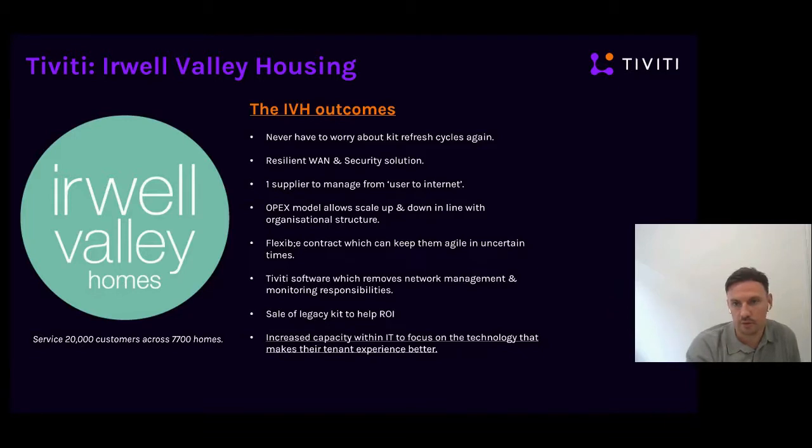And again, just to reinforce the key outcome of all of this, and hence the key theme of today's webinar: by removing the day-to-day arduous network management tasks, they now feel that within the IT function they have increased capacity to focus on the things that matter most to them and their tenants, knowing that the network is in safe hands through an experienced supplier, but also with some self-serve software that gives them some confidence around management and visibility within that.